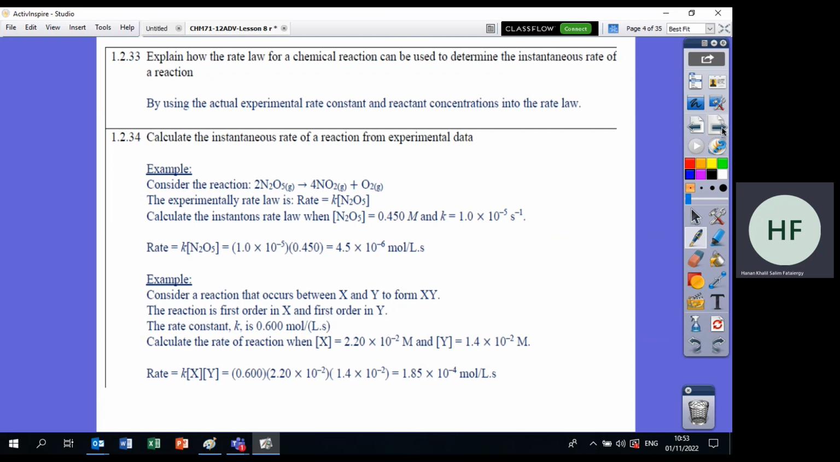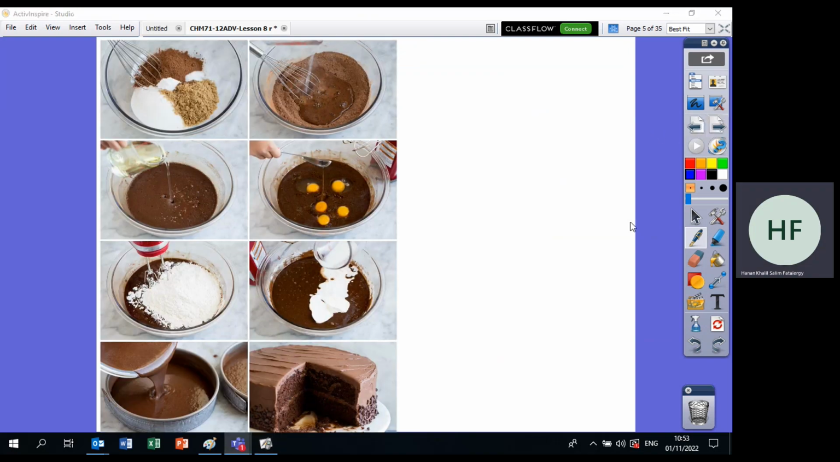Now, before we continue, I want you to look with me at what we are doing here. We are baking a cake. Okay, now I will define a new word. It is called the mechanism. Mechanism means the steps of a reaction. A reaction taking place in many steps. The mechanism is the steps.